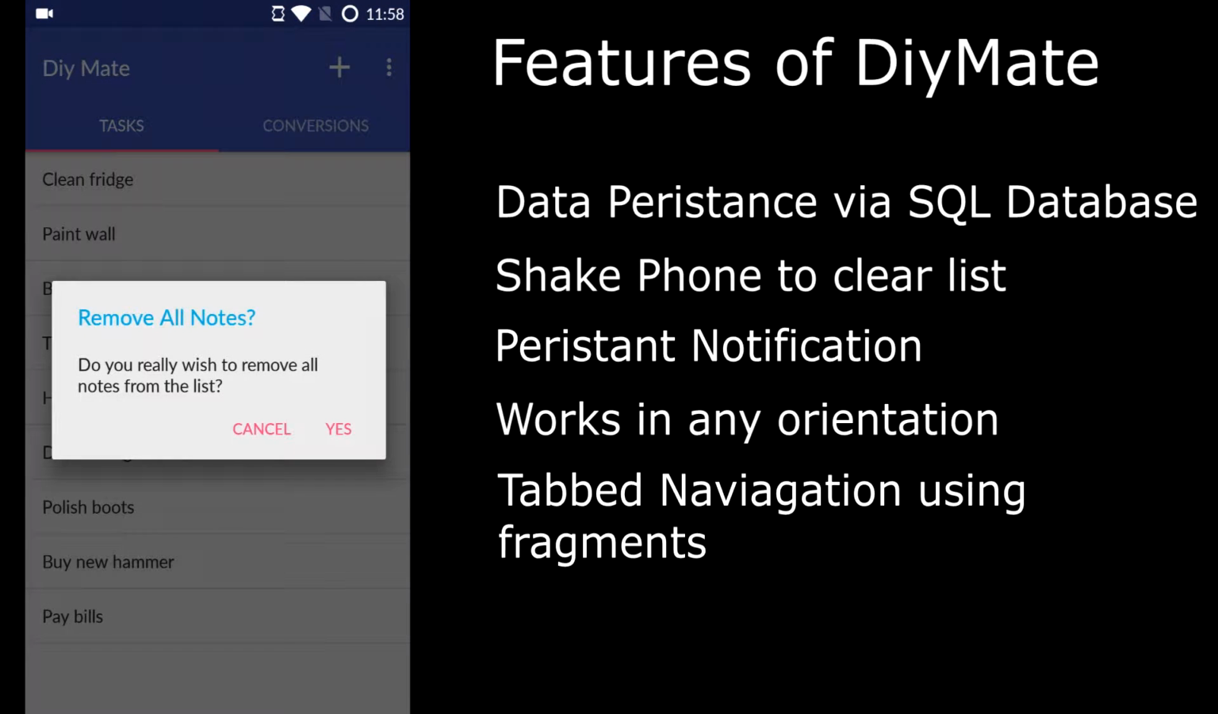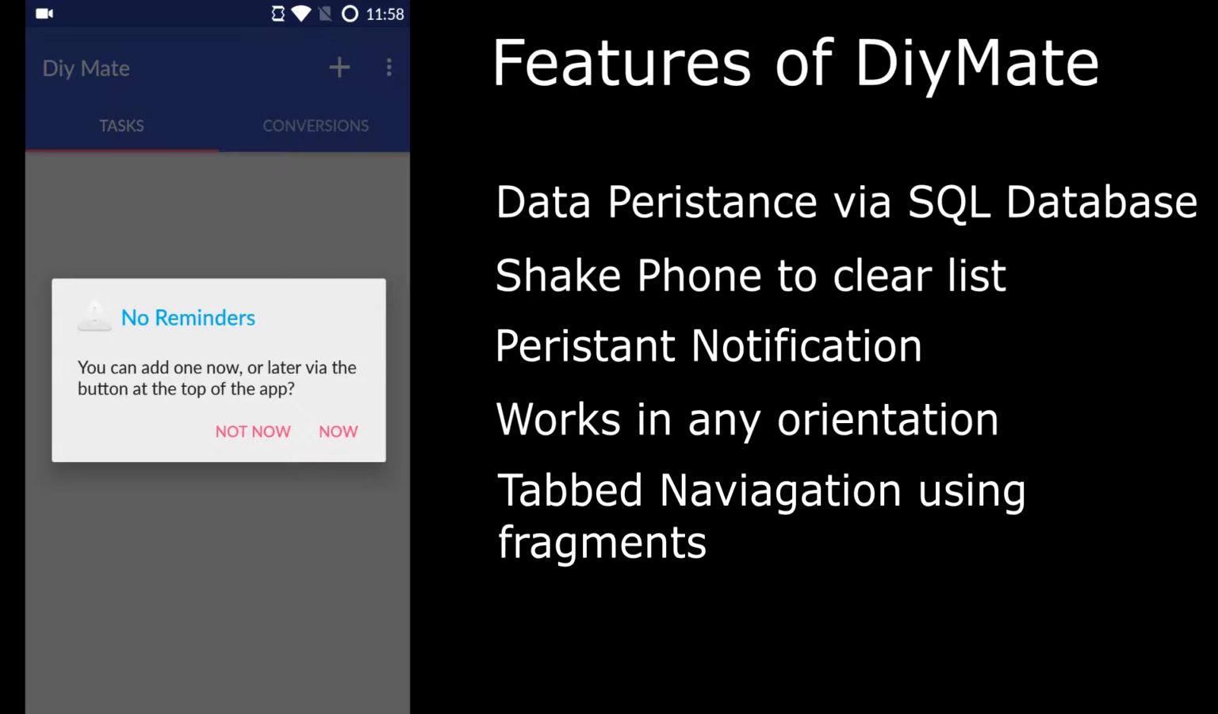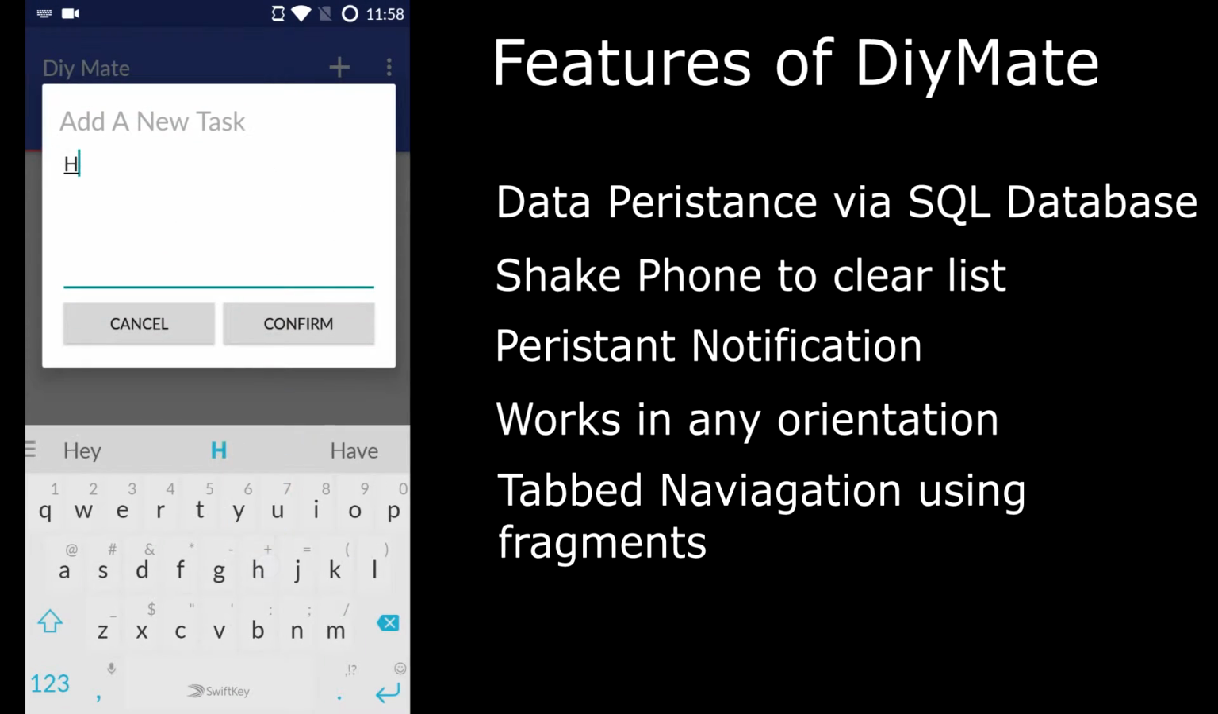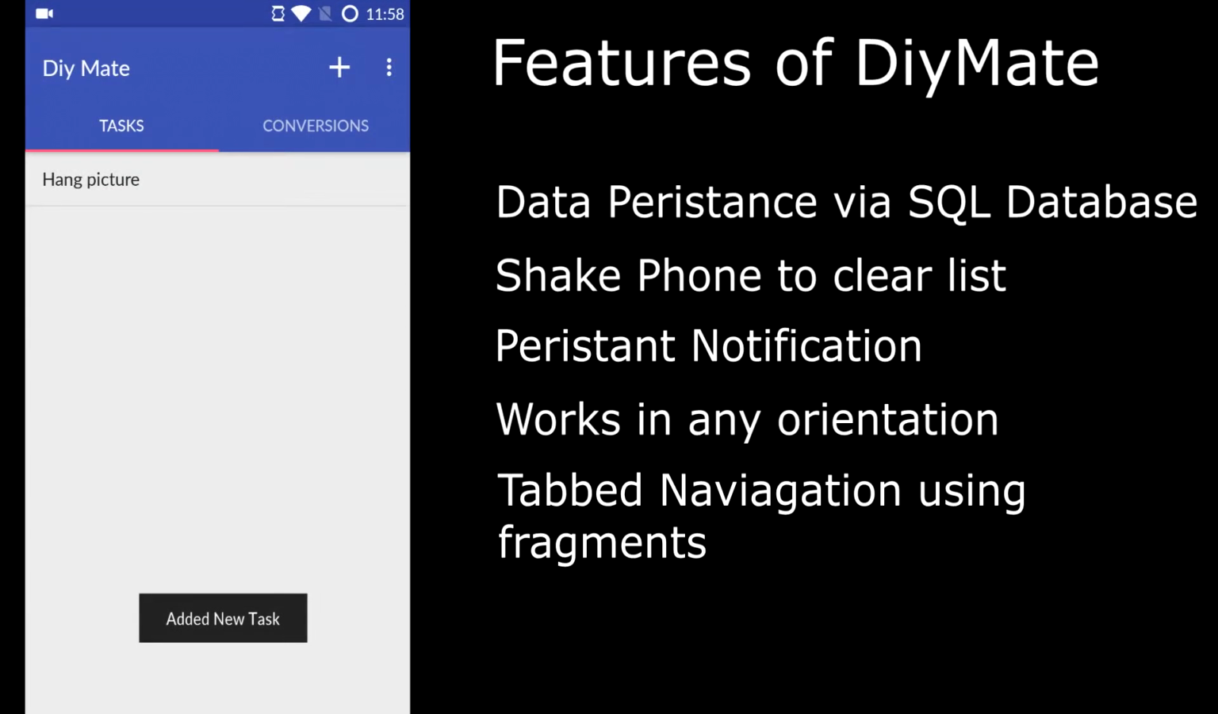If you shake the phone, it gives you the pop-up to remove all notes from the phone. It then gives you a pop-up to say you've got no reminders, would you like to add one? So you can add another one here. In this example, we're hanging a picture onto the wall.